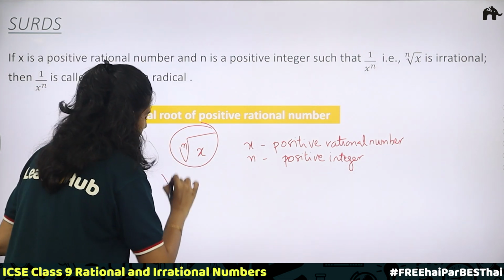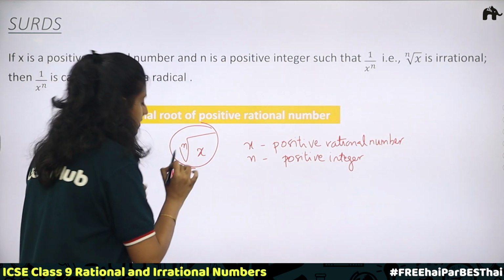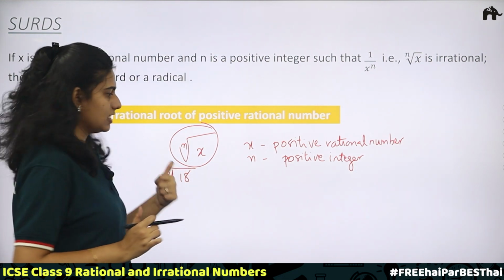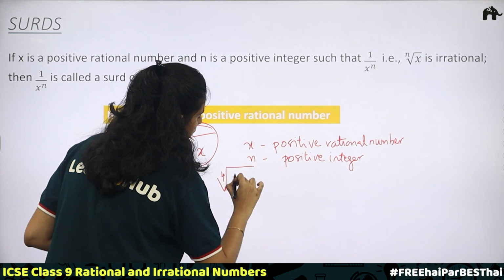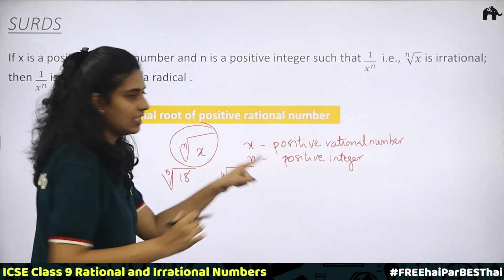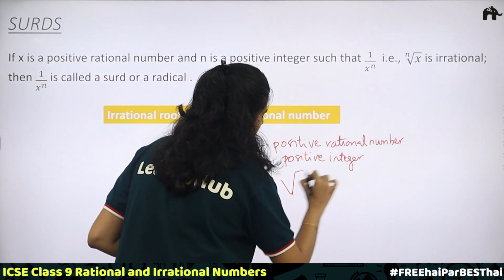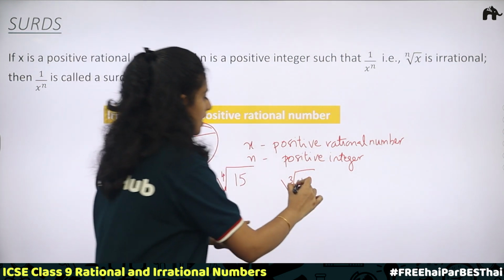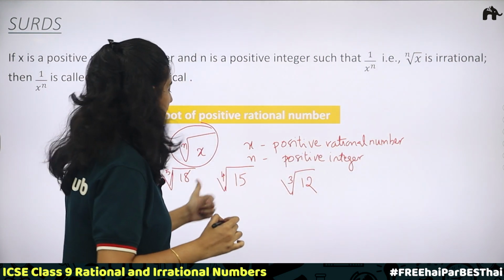For example, you can write the fifth root of 18. Here 5 is a positive integer, 18 is a positive rational number and this is an irrational number. So it is an example of a surd. If you take the fourth root of 15, 4 is a positive integer, 15 is a positive rational number. If you take the cube root of 12, here 12 is a positive rational number and 3 is a positive integer. So these are examples of surds.